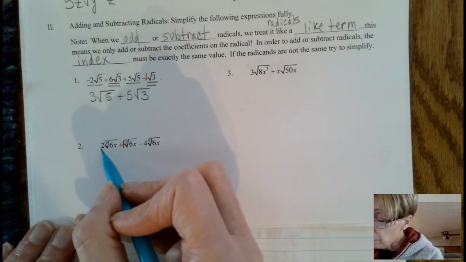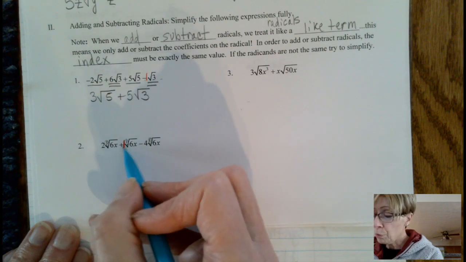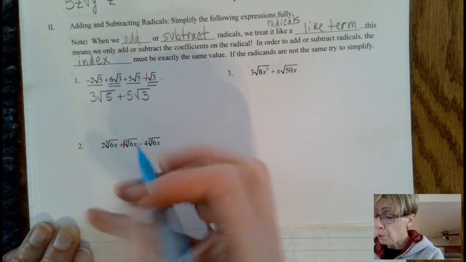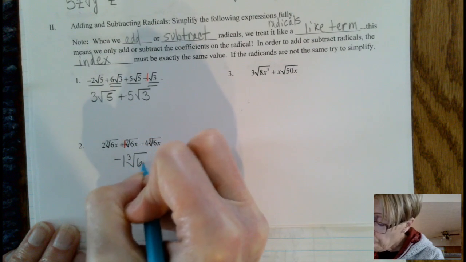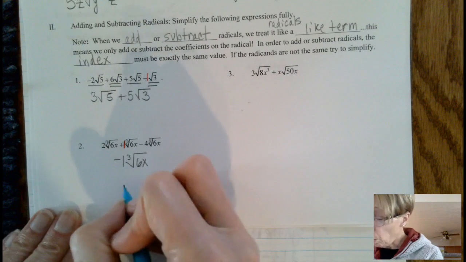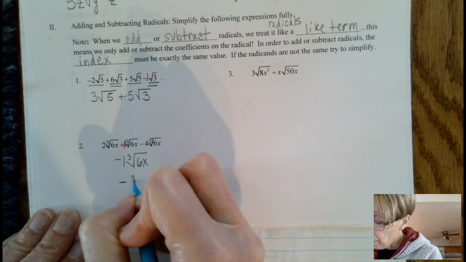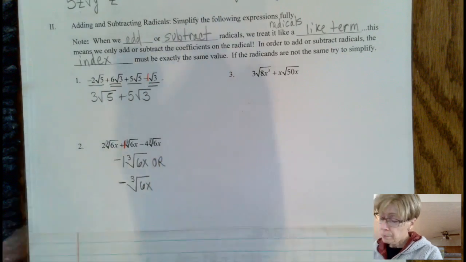So we're going to take 2 plus 1 minus 4. 2 plus 1 is 3. Minus 4 is -1 cubed root of 6x. By the way, Edmentum does not like you writing the 1, so it's negative times the cubed root of 6x.